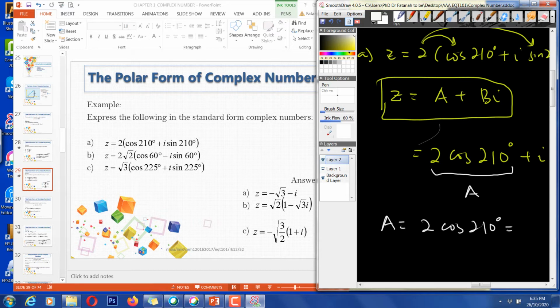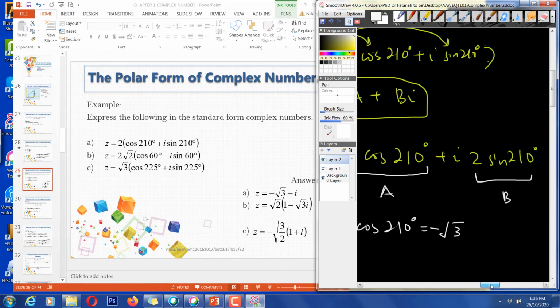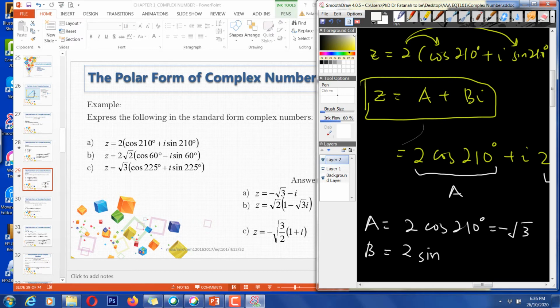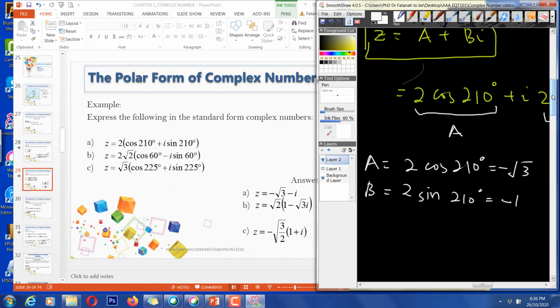So we will get negative square root 3. So for b we have 2 sin 10, so we will have 2 times sin. Now we have A and B, just put them in the standard form. Standard form is A plus B i, so Z is equal to negative 3 square root 3 plus negative 1 i, which equals negative square root 3 minus i.